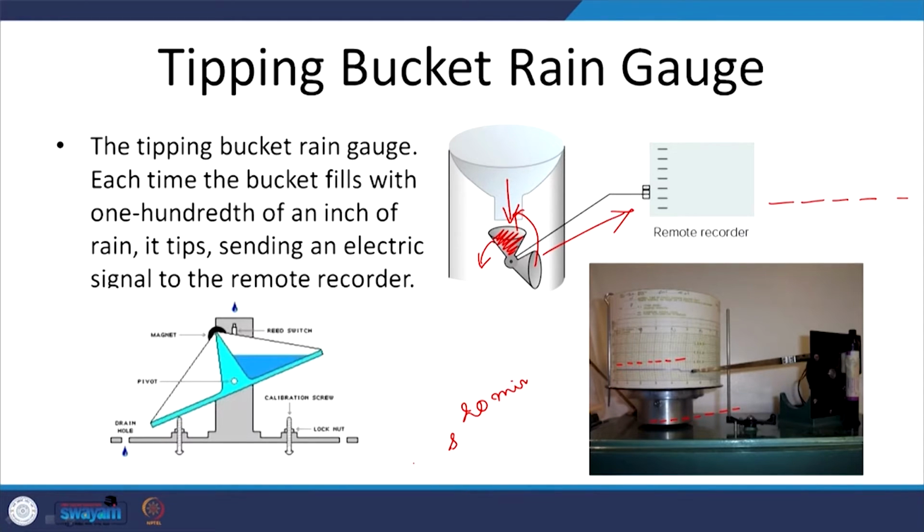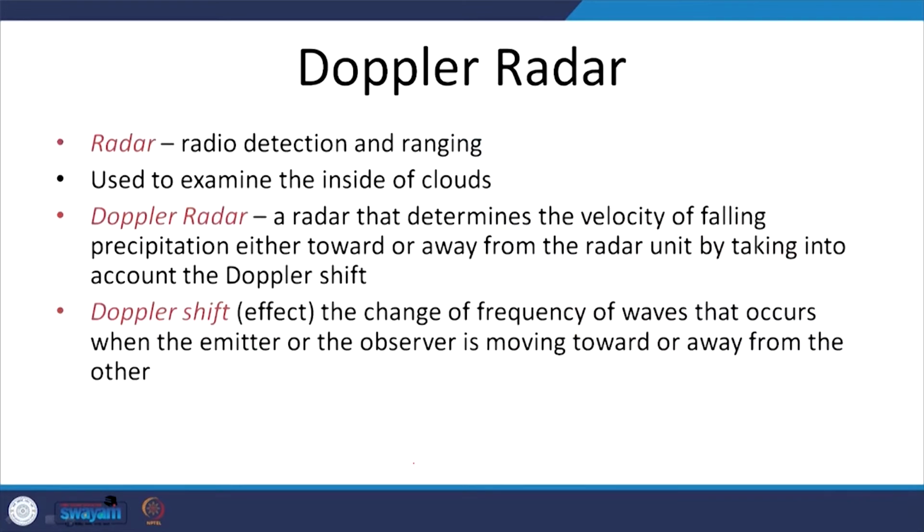So, in the tipping bucket rain gauge, each time the bucket fills with 1/100th of an inch of rain, it tips, sending an electric signal to the remote recorder. So, this is the basic working of a simple tipping bucket rain gauge.